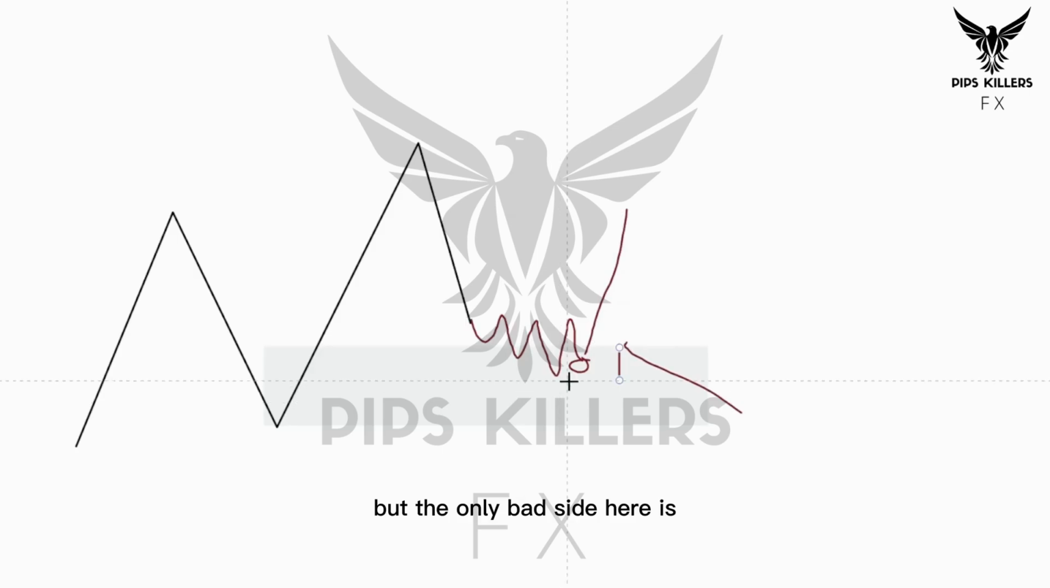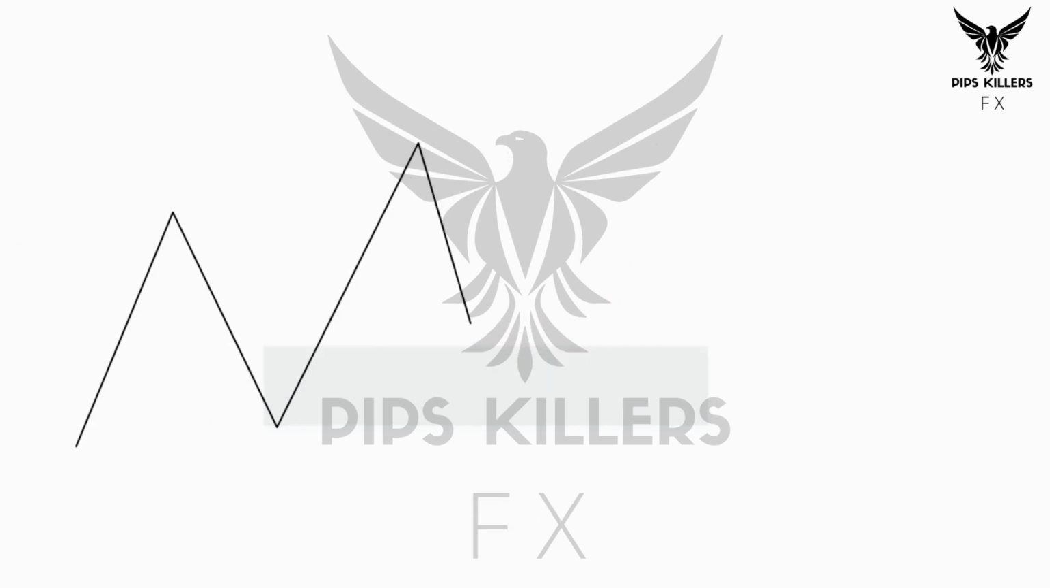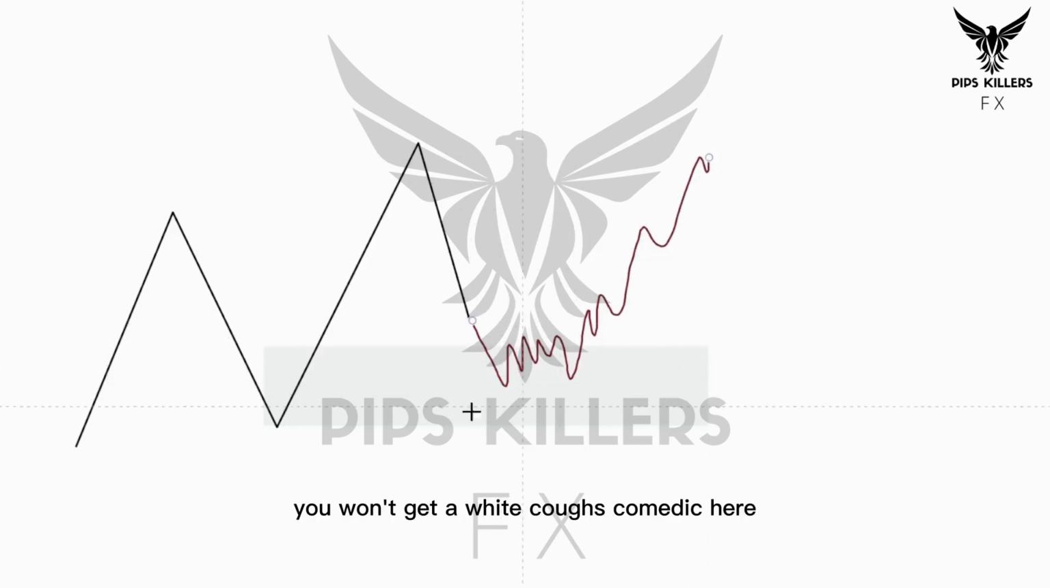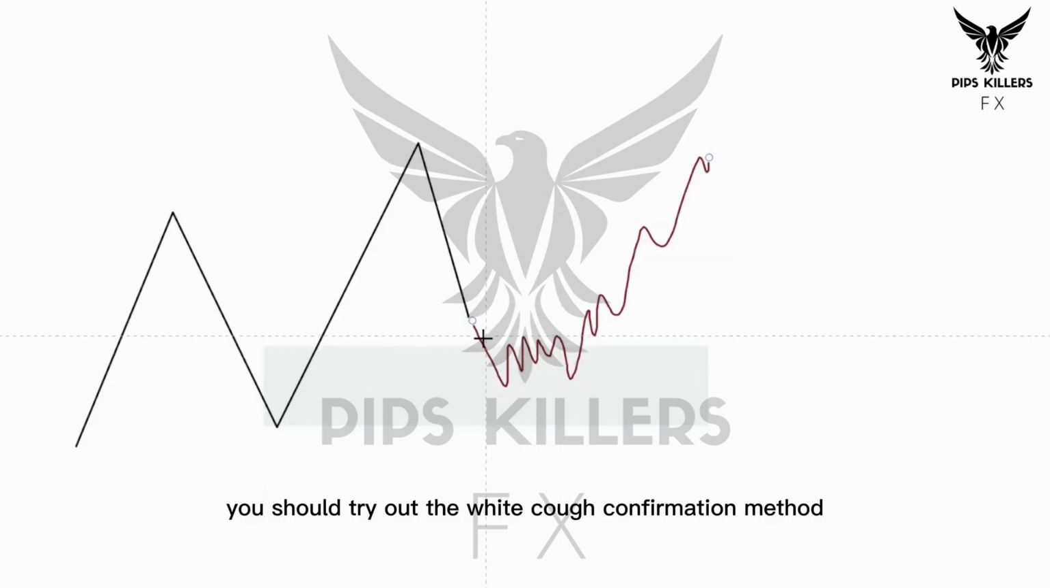But the only bad side here is a lot of times this doesn't happen, right? A lot of times, as you guys know, and we always talk about this, the clear reaction for a high quality order block is usually price will approach this level, compress, go for a stop hunt, and then continue the opposite way. A lot of times you won't get a Wyckoff schematic here, but if you're comfortable trading Wyckoff schematics, you should try out the Wyckoff confirmation method.